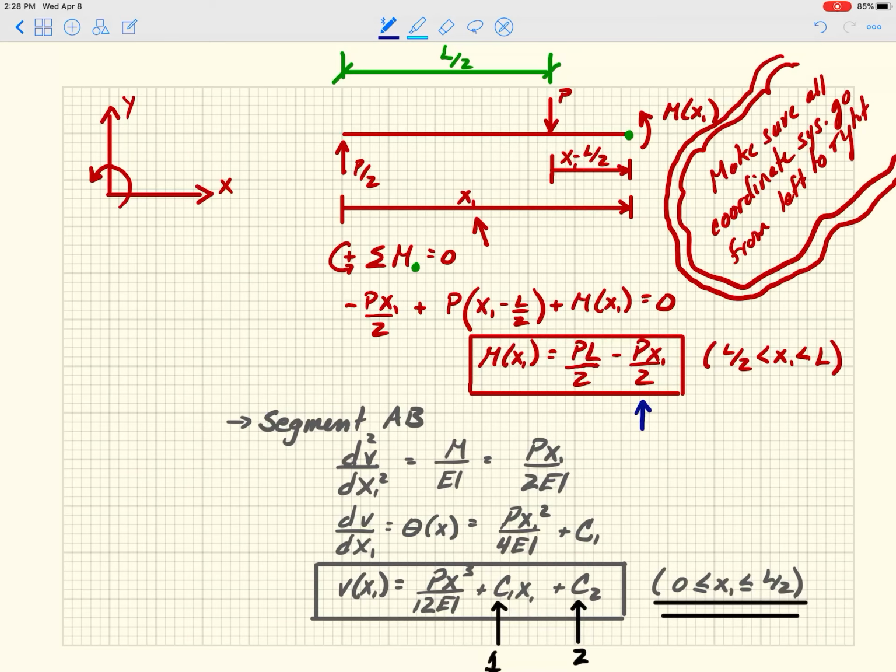So here we go. Everything that's in gray is segment AB. What I've done is I have taken the moment diagram for that, which is right there, Px1 over 2. I've divided it by EI, that turns it into the curvature diagram, and then I can integrate it twice. Every time you integrate it, you get a new constant of integration. And so you see what's boxed in gray there? That is the elastic curve for segment AB, and it's valid again from 0 to L over 2. That's how segment AB is defined.